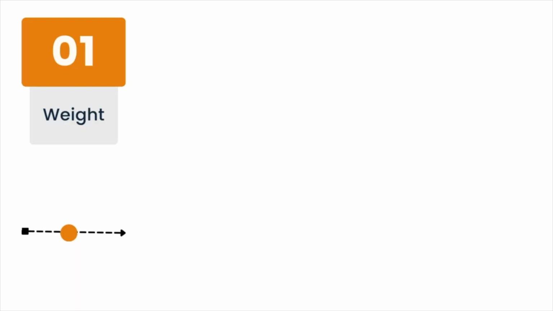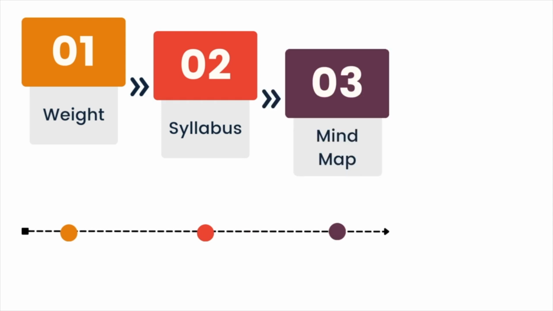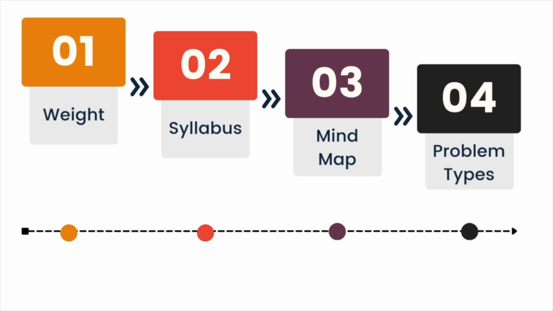So we are going to systematically start with the weightage of relations in JEE Mains. Then we are going to go into the syllabus comparison between 24 and 25. Then we are going to dive into the mind map and see what actually the topic entails. And then we are going to systematically analyze the problem types in relations.